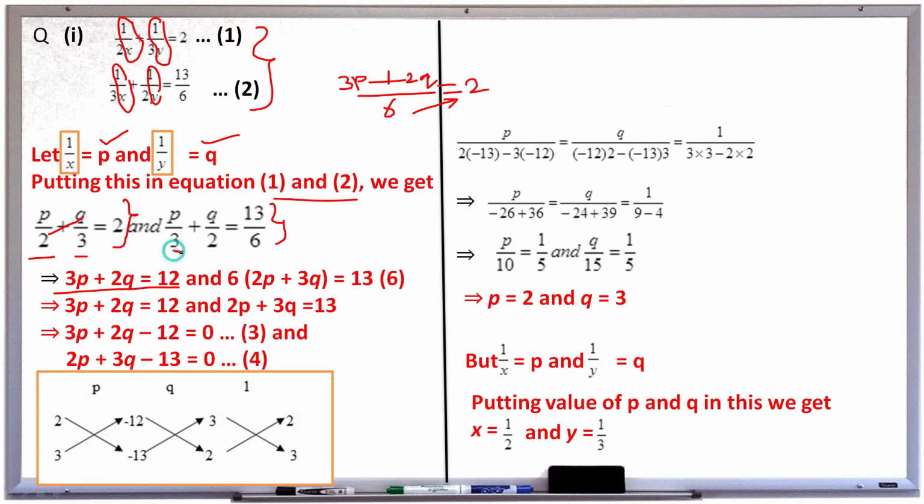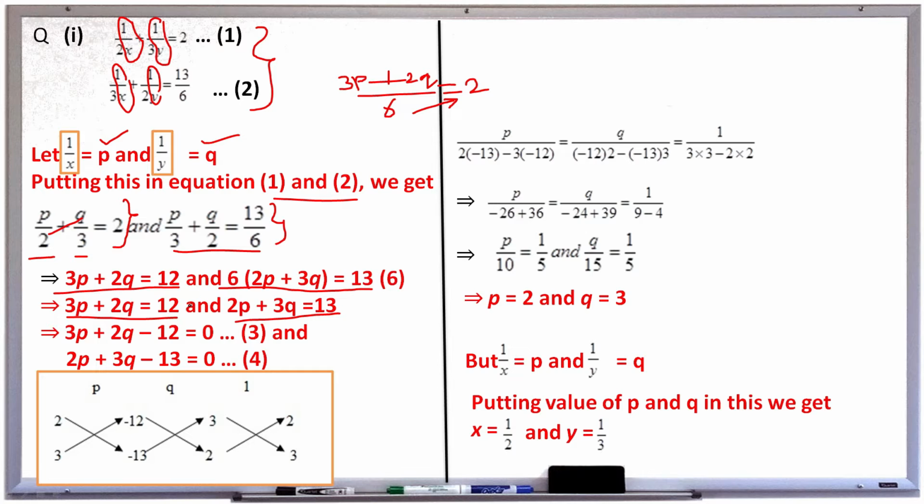Similarly, the second equation you can reduce by taking the LCM, and in the same way you will get 2p plus 3q is equal to 13. The first equation as it is, 3p plus 2q is equal to 12.